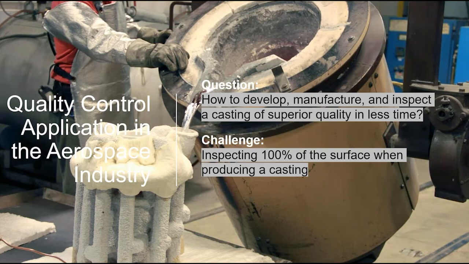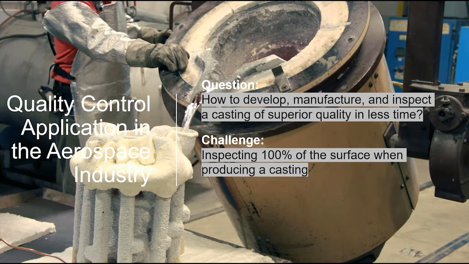Our sixth example here is also about an inspection and quality control application, but in the aerospace industry. So the question is, how can we develop, manufacture, and inspect a casting of superior quality in less time? Well, the main challenge when creating a casting is to minimize the amount of material that we are using for two main reasons. First, of course, to avoid wasting material, but mostly to reduce the machining time to remove this extra material. But in doing so, how can we ensure that there is enough material before machining, and make sure that we're not wasting precious and costly machining time?